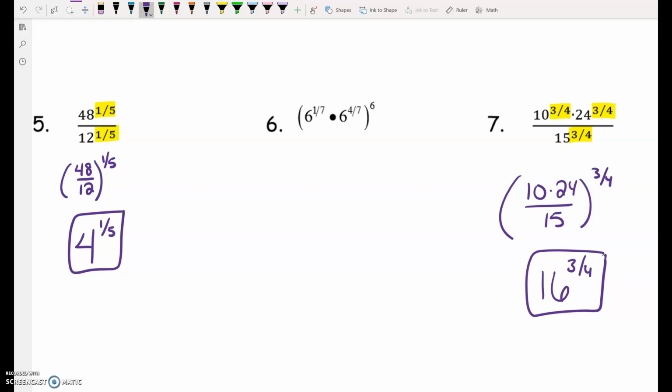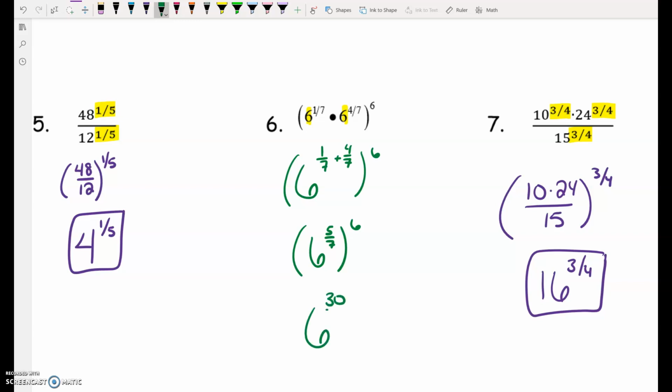Okay, number 6. It is 6 to the 1/7 times 6 to the 4/7. So the 6's match, which means that we can add the exponents. So I would start by adding the exponents and then deal with that 6 on the outside. So we'd have 6 to the 1/7 plus 4/7. 1/7 plus 4/7 is 5/7. 5/7 times 6 is 30/7.